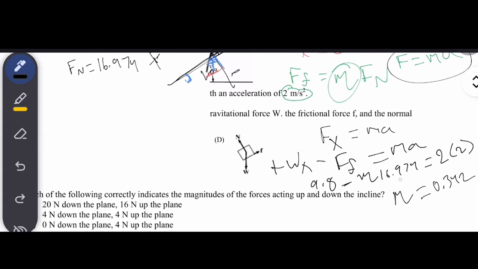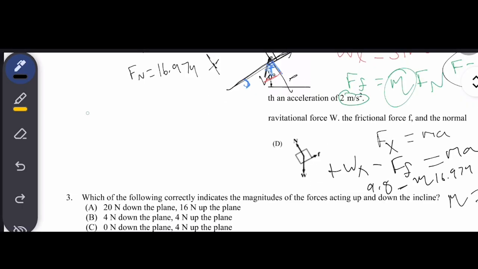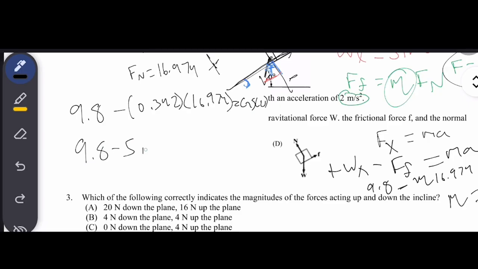Now that we have mu is equal to 0.342, we can go ahead and see if this is true, plugging it in to see if it equals 4. Plugging this back in, we have 9.8 minus 0.342 times 16.974 is equal to 2 times 2. This gives us 9.8 minus 5.8 is equal to 4. 9.8 minus 5.8 is 4, 4 equals 4, meaning our calculations were correct.